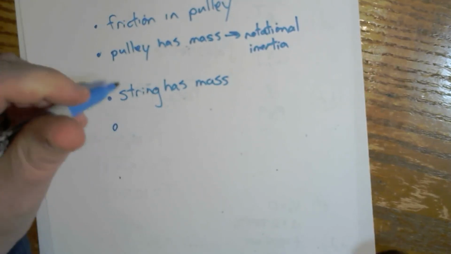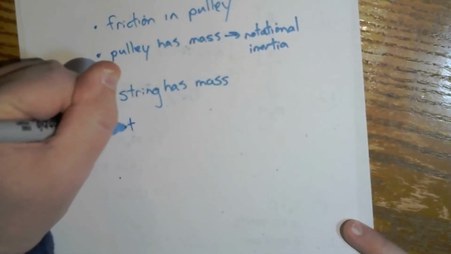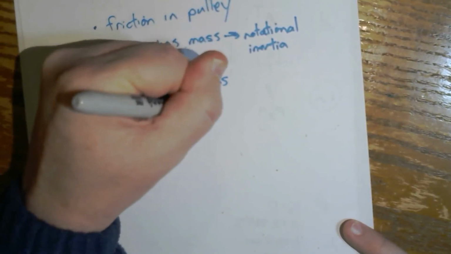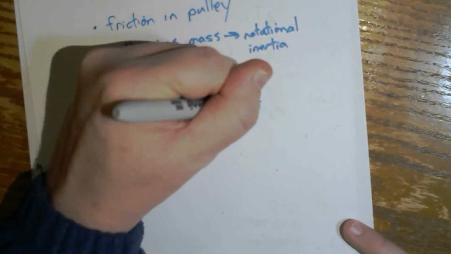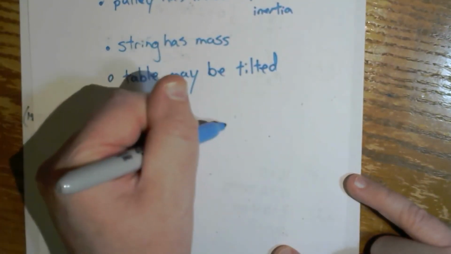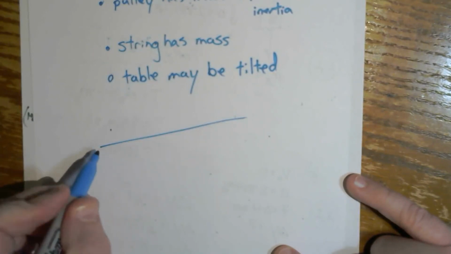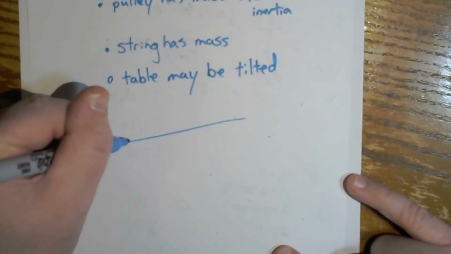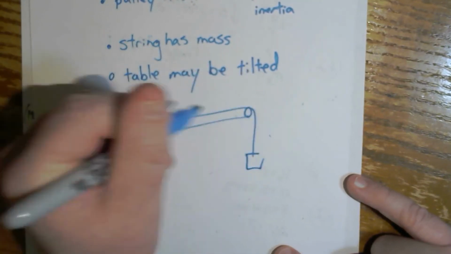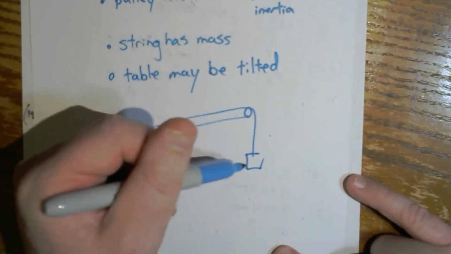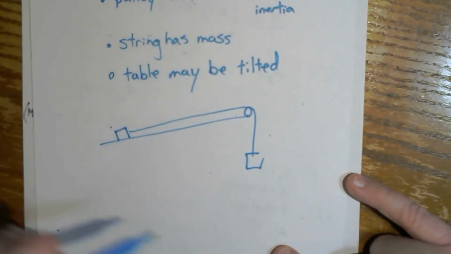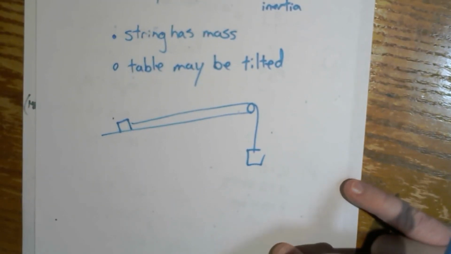And a last one that it doesn't specifically even say is that the table may not be level. Okay, it may be tilted. Instead of being nice and flat and horizontal, maybe that table is kind of tilted up a little bit. And so whenever you have that block and it goes over that little pulley, think about it. If this thing is inclined, then this object right here would also have to fight the gravity pulling it back down the hill. And so that's another effect.